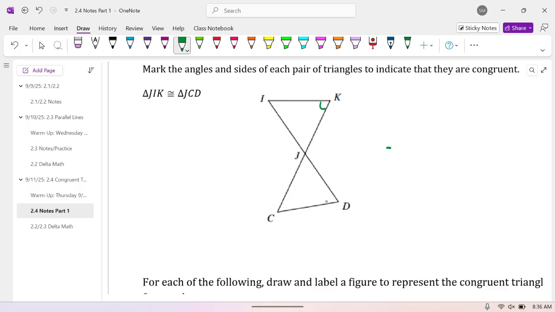So K is congruent to D. What's another set? C and I. Good. So C and I. There's one more. J and J. I heard it. Good.